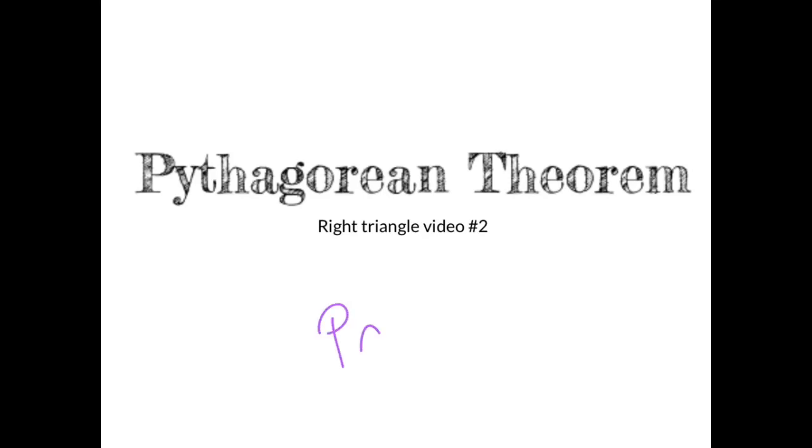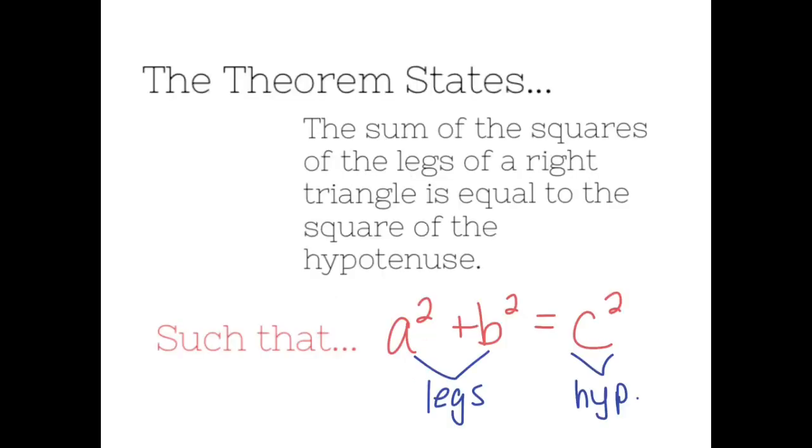Welcome back to our Pythagorean theorem video. This is going to be part B, focusing on real-world problems. Remember that the Pythagorean theorem is a squared plus b squared equals c squared, where a and b are the legs that form the right angle, and c is the length of the hypotenuse, that's the side opposite of the right angle.